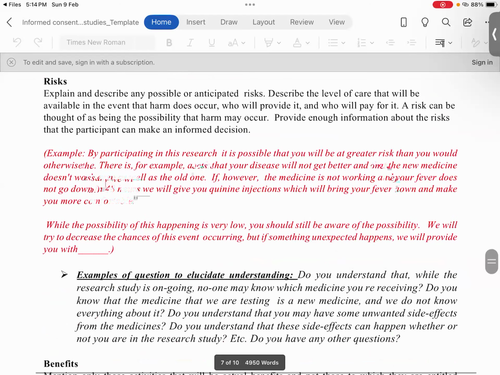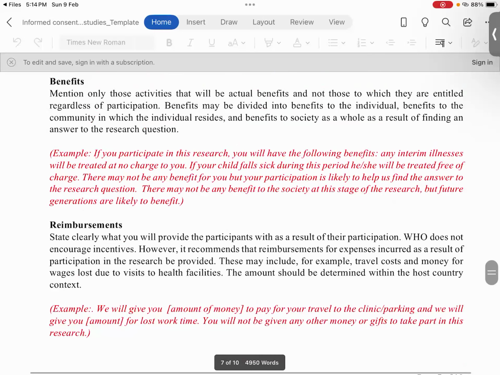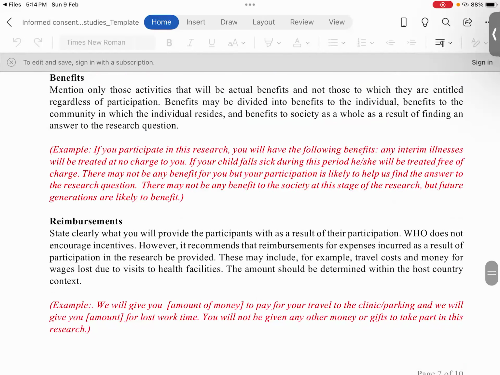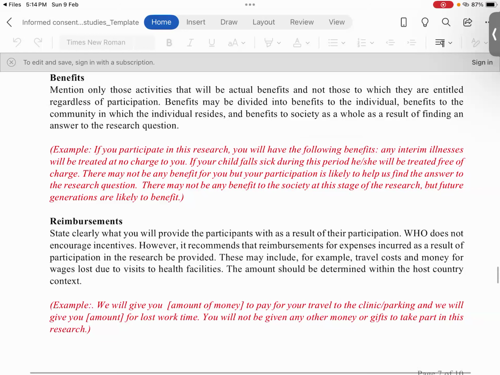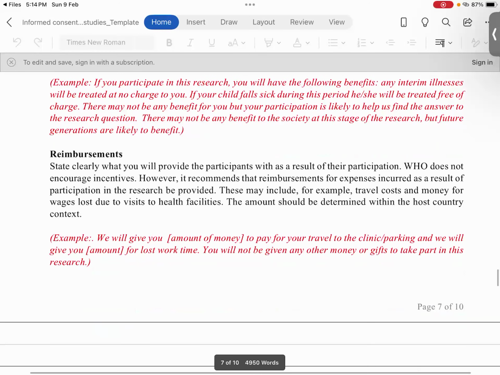This is also risk. Benefit also you explain to them: if you participate in this research, you will have the following benefit. Any interim illness will be treated at no charge to you. So that is an immediate benefit to them. If your child falls sick during this period, they will also treat it free of charge. There may not be any benefit for you, but your participation is likely to help us find the answer to the research question. So basically, you are telling them that you are helping society at this stage.